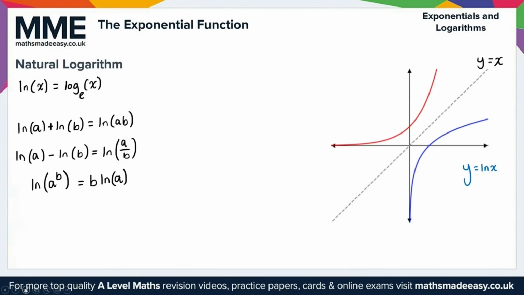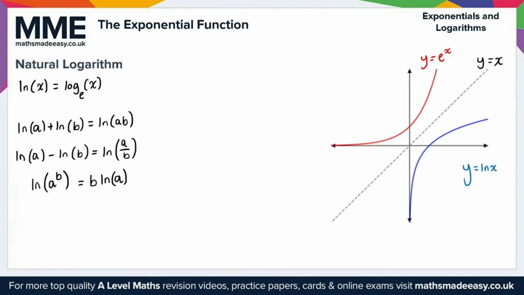And in red, what we've got is y equals e to the x. And like we said, this is just an inverse, simply reflecting this in y equals x.